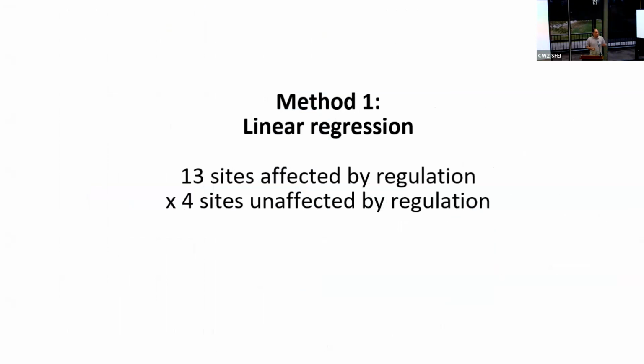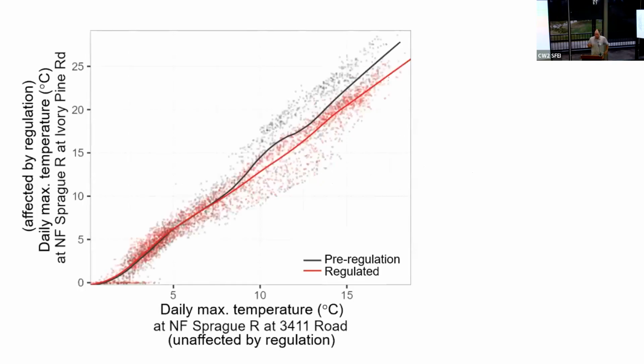So our first method is to compare 3 sites that had hydrology that we think was affected by the regulation, and then plot that against 4 sites that are our temperature indices that we think were not affected by regulation. Here's an example of the North Fork of the Sprague at a site called 3411 Road, which is right upstream of that big diversion that I showed.